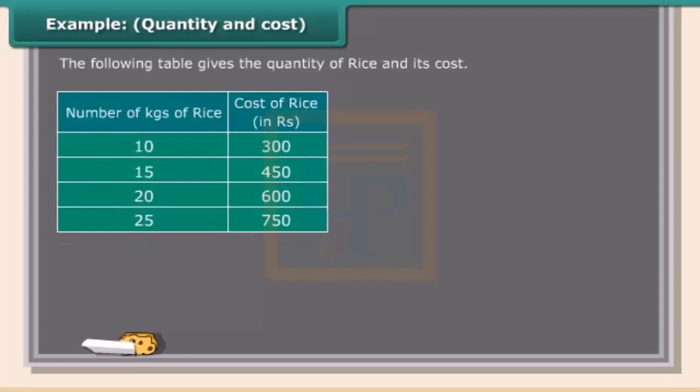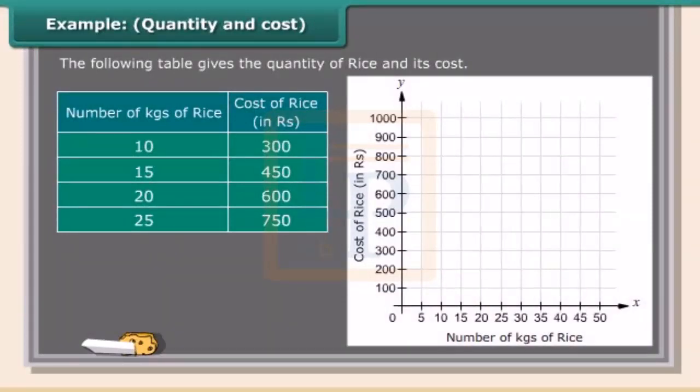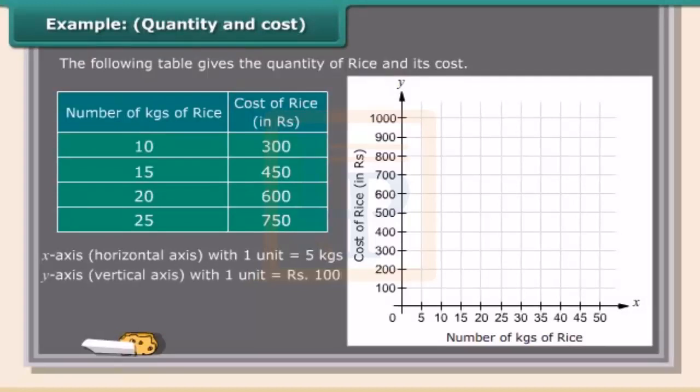Example. Quantity and cost. The following table gives the quantity of rice and its cost. Plot a graph to show the data. 1. Mark the number of kgs of rice on the x-axis, the horizontal axis, with 1 unit equal to 5 kgs. 2. Mark the cost of rice on the y-axis, the vertical axis, with 1 unit equal to rupees 100. 3. Plot the points (10, 300), (15, 450), (20, 600), (25, 750). 4. Join the points. The graph passes through the origin.